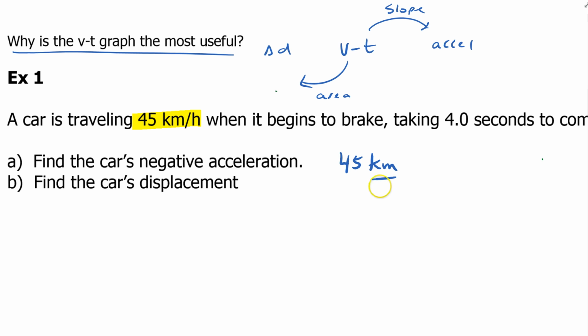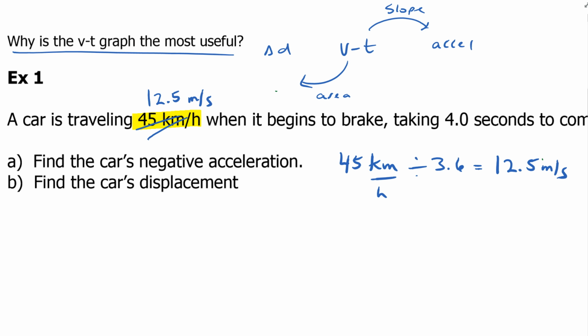I won't go into the why, but this is a good one to remember. If we simply divide by 3.6, then I believe we get 12.5 meters per second. Might not be a bad idea just to stroke that out here and then write 12.5 meters per second.